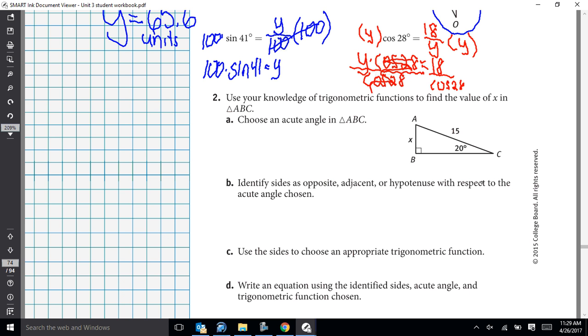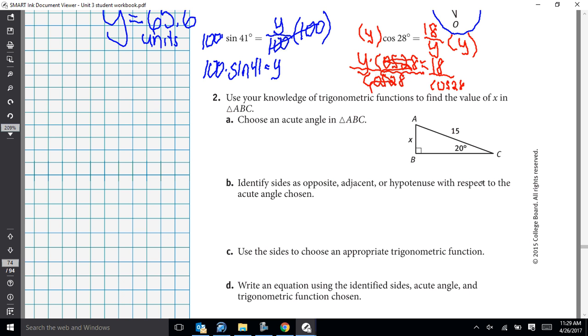Alright, so angle A is 70 degrees. So choose an acute angle. Choose one, circle it, and we'll do different ones. Some people choose angle A, 70 degrees, some choose angle C at 20 degrees. Not B. A or C, one of the acute angles.